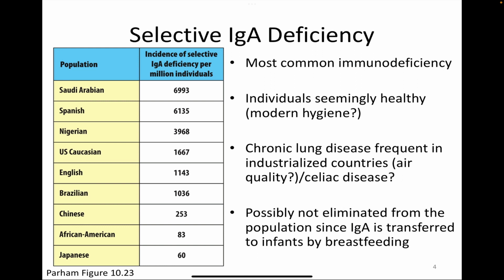You might say, this is weird. Why is it that in the past, all the people with this selective IgA deficiency didn't all die and not have progeny, and thus make it so we didn't have this anymore?